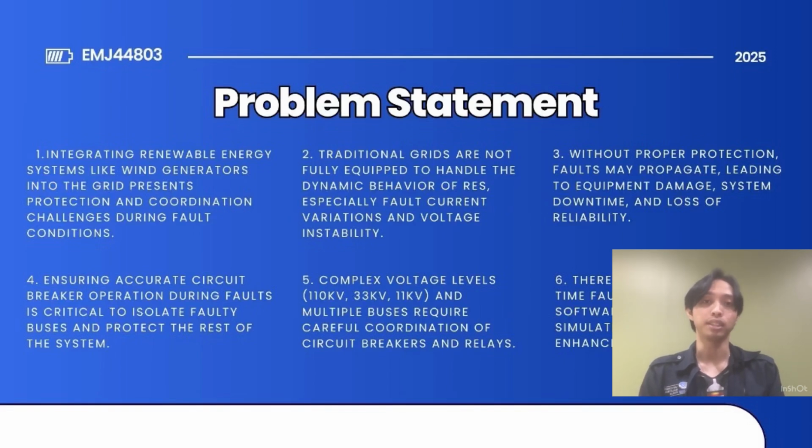Our system operates across multiple voltage levels: 110 kV, 33 kV, and 11 kV. This complexity makes the coordination between relays and circuit breakers even more challenging. And finally, manual methods or visual observations on single-line diagrams are no longer sufficient. We need real-time simulation tools like ETAP to test, analyze, and verify the protection behavior under different fault scenarios.